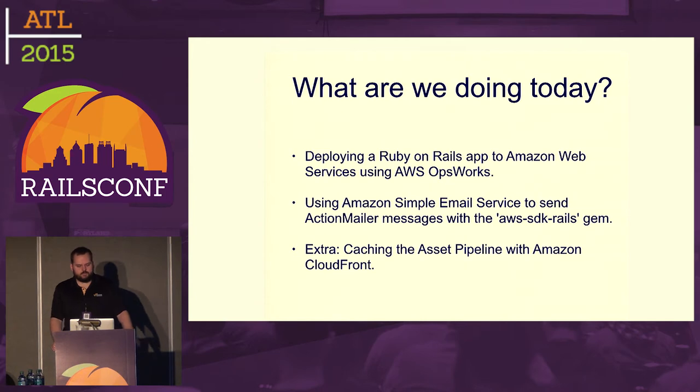So what are we doing today? We have a Ruby on Rails sample application that's linked inside the instruction document. You don't need to bring it down or clone it or anything, but it's there so you can look around, see how we did the integrations, and play around with it further after the lab is done. We are going to deploy that to Amazon Web Services using AWS OpsWorks. After that, we're going to use Amazon Simple Email Service to send action mailer messages using the new AWS SDK Rails gem. And we may run over time for the last part, but all the instructions are there. We're going to show you how to cache the Rails asset pipeline using Amazon CloudFront.